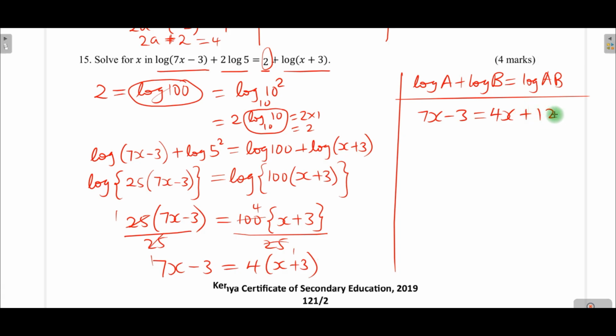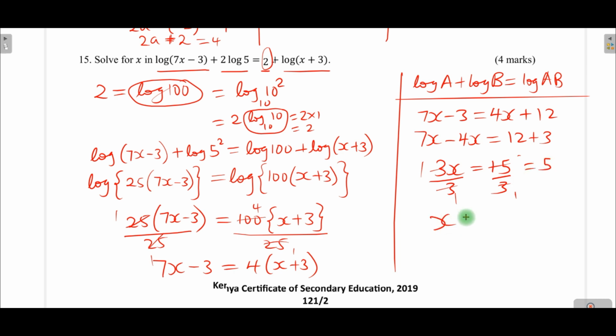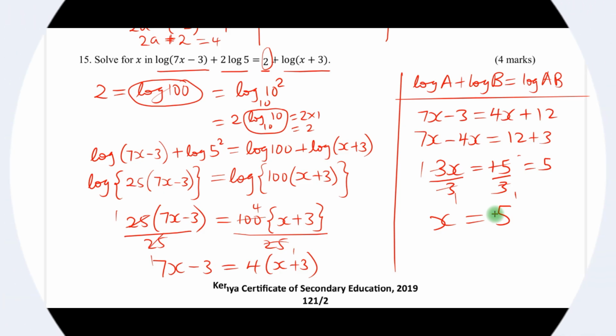plus 12. Collect the like terms together, so we shall have 7x minus 4x is equal to 12 plus 3. So this will be 3x is equal to 15, and therefore divide both sides by 3. We get 5. So x is equal to 5. Next, number 16.